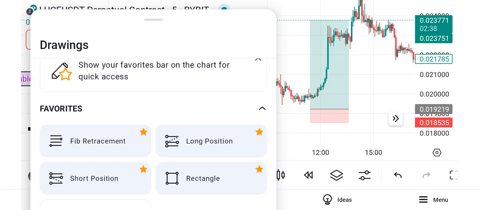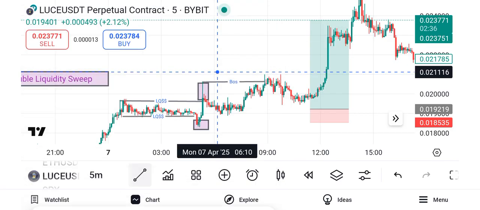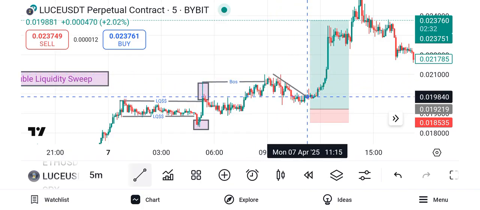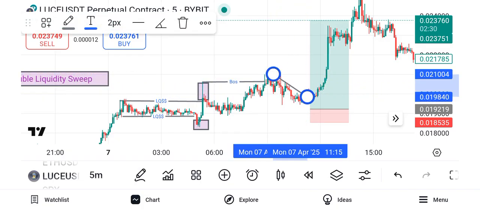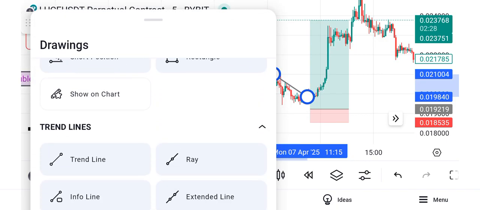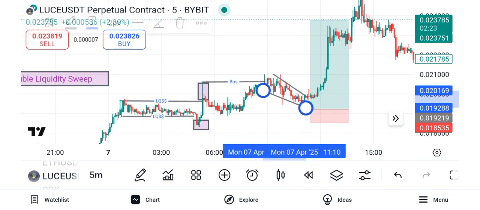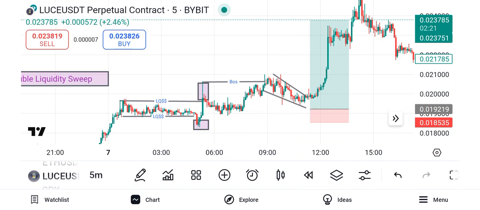Now you can see this retracement. When it was retracing, it formed something that looked like a triangle. Sometimes it formed something that looked like a wedge, a falling wedge.